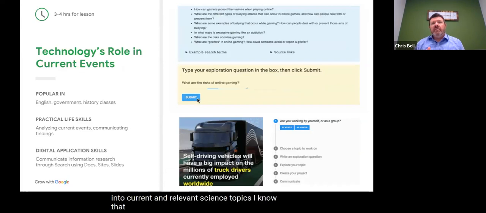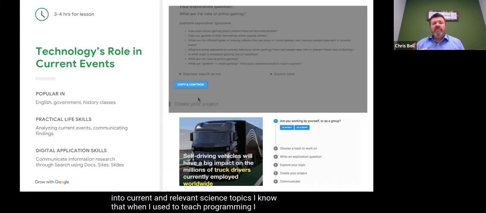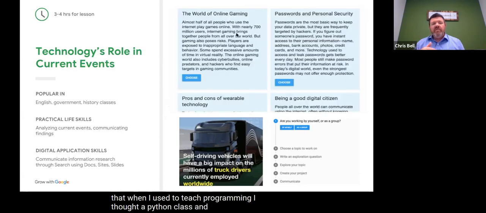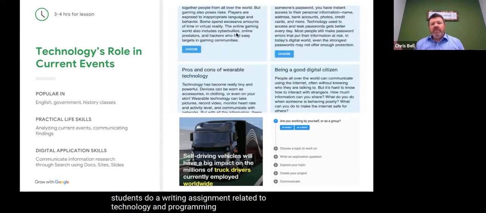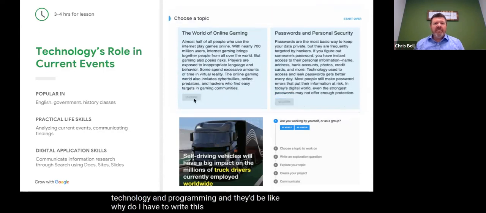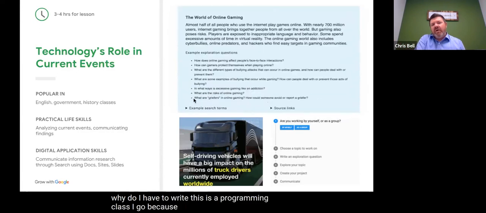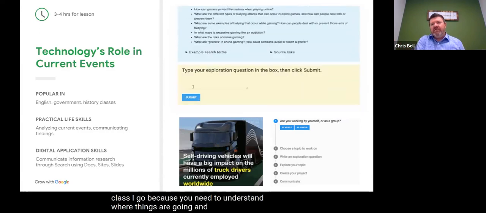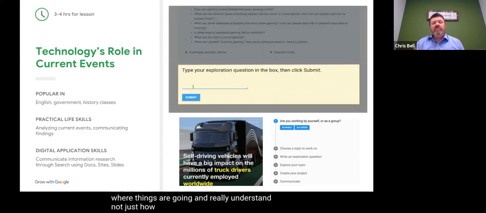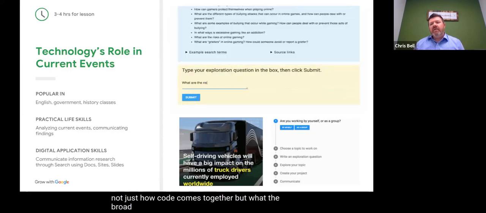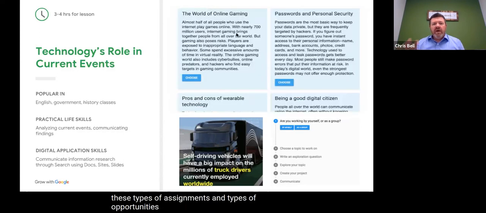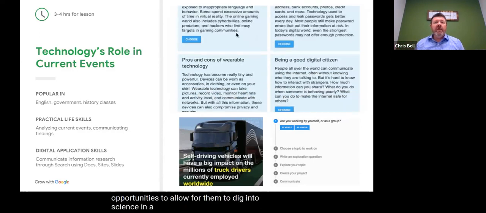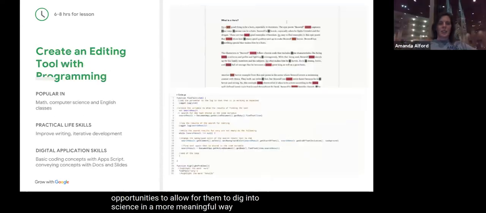I know that when I used to teach programming, I taught a Python class, and I always had my students do a writing assignment related to technology and programming. And they'd be like, why do I have to write? This is a programming class. I go, because you need to understand where things are going and really understand not just how code comes together, but what the broad applications of it are and how it's undergirding so many things. And I see these types of assignments and opportunities as a way for them to dig into science in a more meaningful way. Oh yeah, I completely agree.